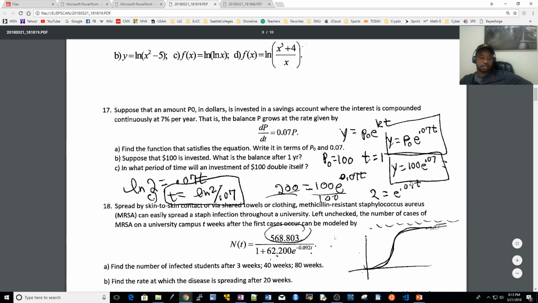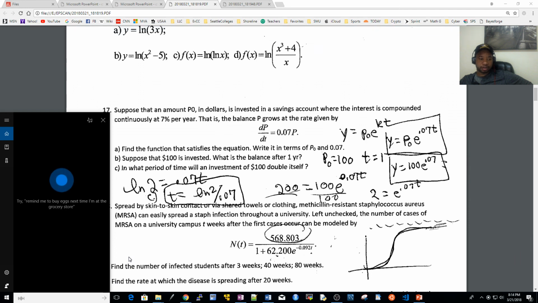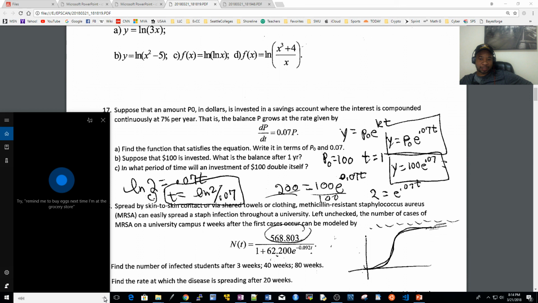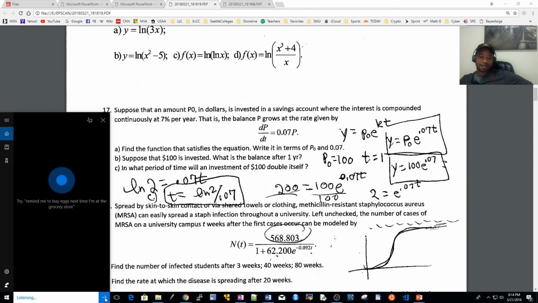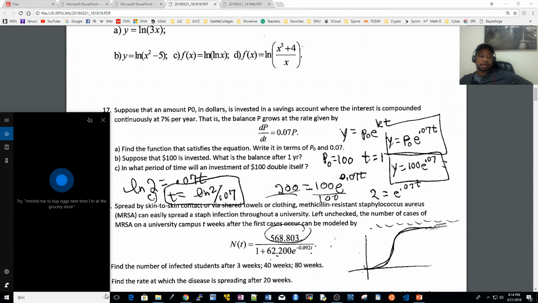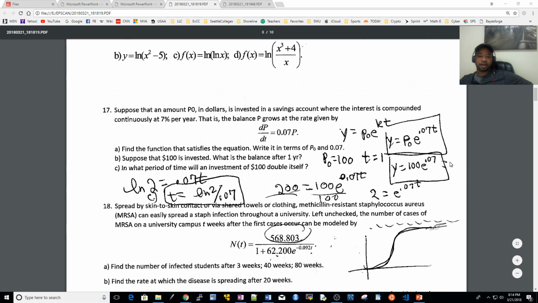You have to use a calculator for this. Use a calculator. What's e to the 0.07 power? I've got this for you on second power. No. What's the exponential to the 0.07 power? These two skills might be able to help with that. What's e to the 0.07 power? These three skills might be able to... Give me a calculator. You can ask me what you'd like me to calculate, such as, what percent of 2,400 is... Well, enter this into your calculator to get the final answer.